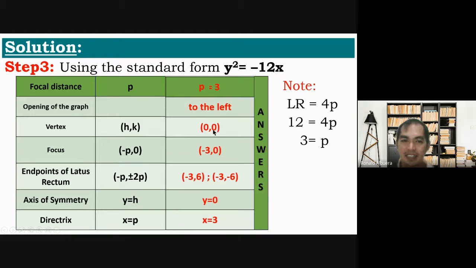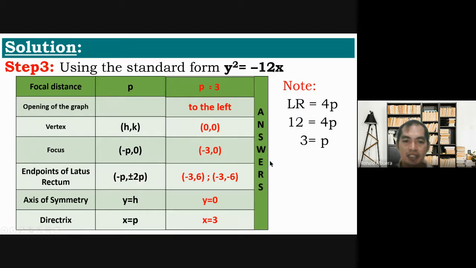And our vertex is at the origin. It's always 0, 0. And the focus is, since to the left, so meaning ang P ay negative. Tandaan ha. Ang P ay negative. So therefore, P ay negative. So we have coordinate negative 3, 0. Okay? Negative 3, 0. And how about the endpoints of the latus rectum, represented by negative P for the x coordinate, and for the y coordinate, we have plus minus 2P.